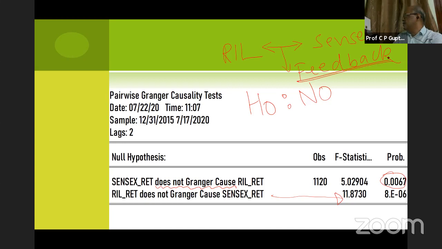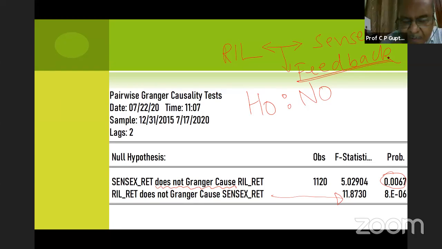Any question? Feedback is bivariate causality, you can say. So there is causality, but that's bivariate, bidirectional. That's what feedback means. Okay, you can say two-way, you can say bidirectional.